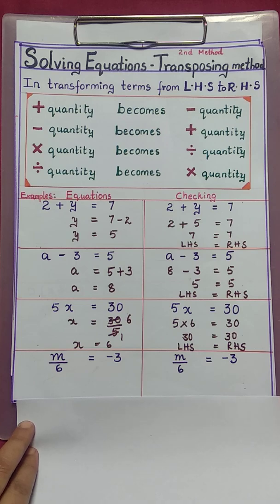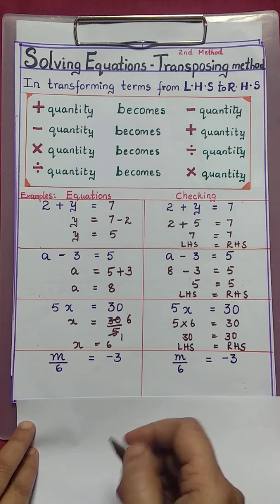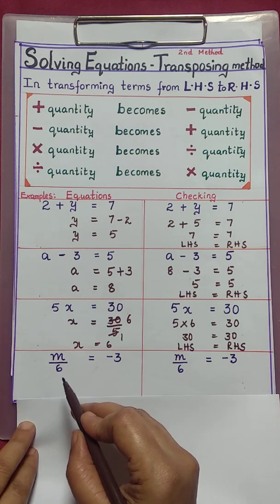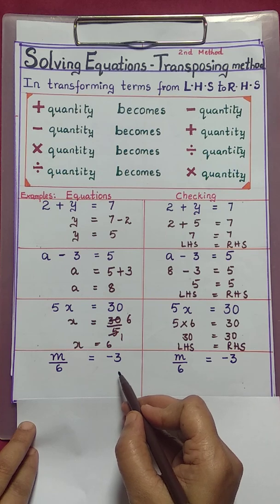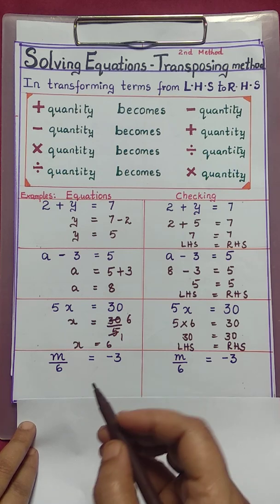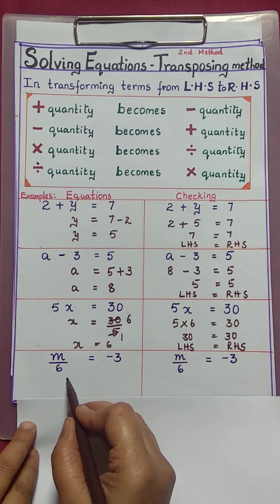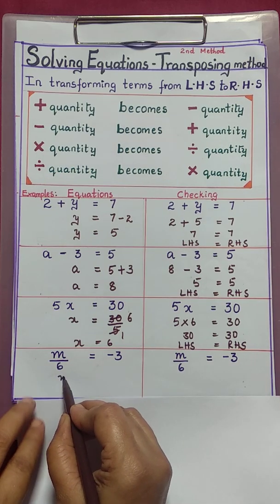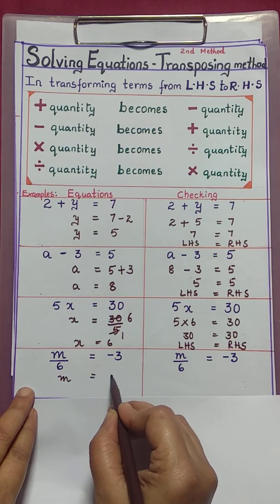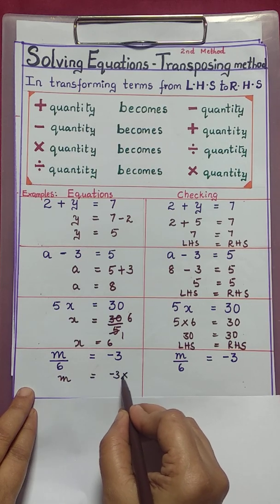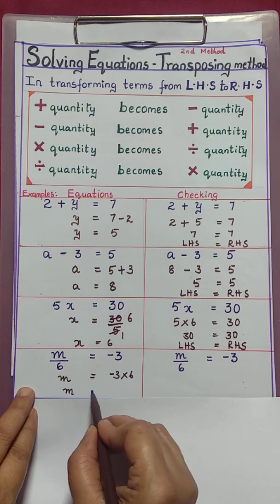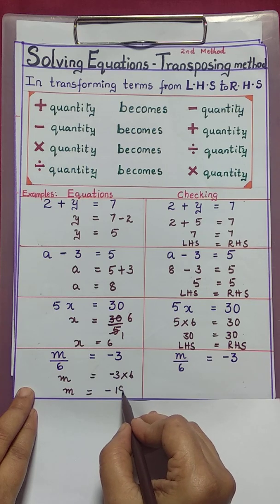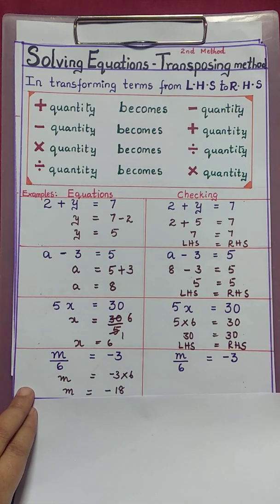m by 6 is equal to minus 3. So what does it mean here? 6 is dividing the LHS. So we can transpose it to the other side by multiplying the RHS by 6. On the left side we are dividing here. So when we move it to the right side, we multiply. So m is equal to minus 3 into 6. Now multiply the signs: minus into plus is minus. 3 sixes are 18. So the value of m here is minus 18.